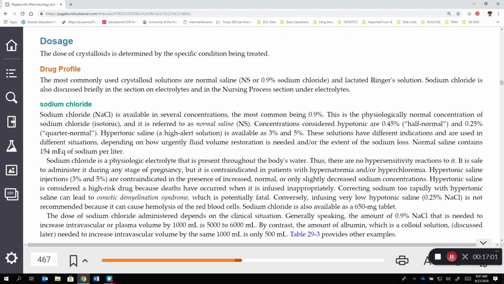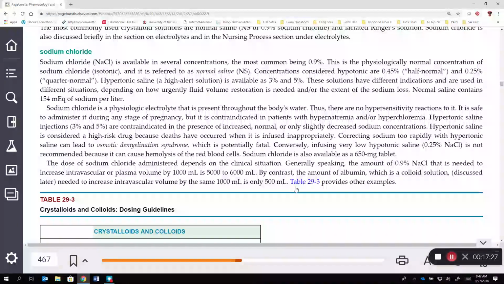Normal saline is also a 0.9% sodium chloride. It's isotonic. It is the same percentage of sodium and fluid that we would find in our circulating vascular space, in extracellular space. I think I said that right. Sodium chloride is discussed briefly in the section on electrolytes a little bit further down when we talk about using sodium chloride as an agent to raise sodium. Right now we're going to look at it as a crystalloid.